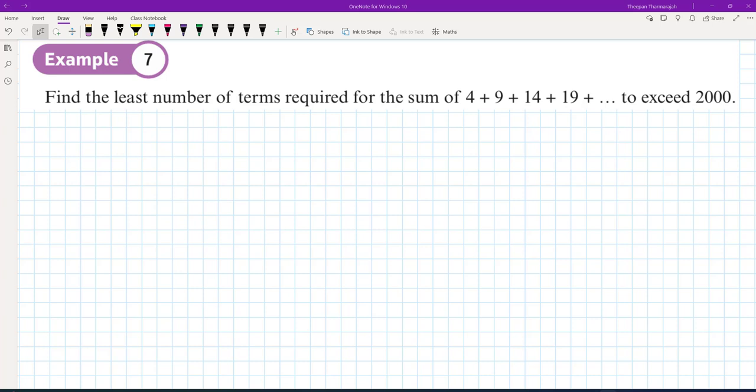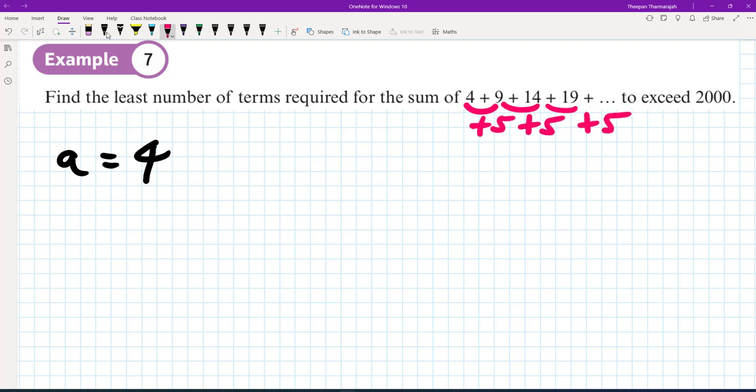Find the least number of terms required for the sum of 4 plus 9 plus 14 and so on to exceed 2000. So what we do here is write down the first term, which is 4. We can see clearly my common difference is going to be +5 every time. So we can write d equals +5, but we don't know n. But we can write the Sn formula.